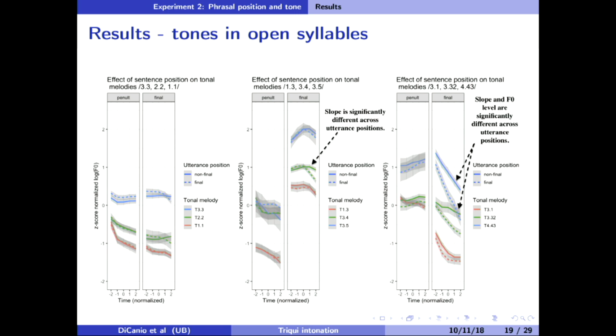This is an easy figure because the only things that are significant are the ones I've already highlighted. Nothing else is significant. Tone doesn't seem to change as a function of utterance position, except in these cases. If you have a melody 3 to 4, that is tone 3 on the penult and tone 4 on the final syllable, there's a little bit of a difference in slope in utterance final position. And if you have a falling tone, the high 4-3 fall and 3-2 fall, and they occur in utterance final position, they seem to fall more than they would in utterance non-final position.